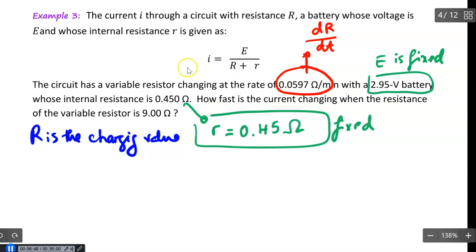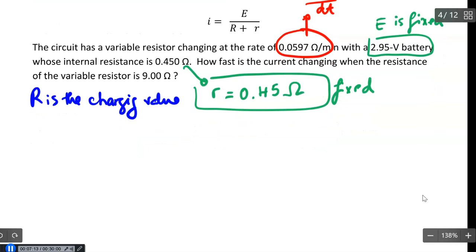Because if you take this resistor out and you put in, let's say, a 15 ohms, then you are changing the current in this case. But you are not going to change the E and the internal resistance that goes with your battery. Okay, so having figured out which one is fixed and which one is changing, you can substitute the values into the equation. Before that, I would like to write a note for everyone here.